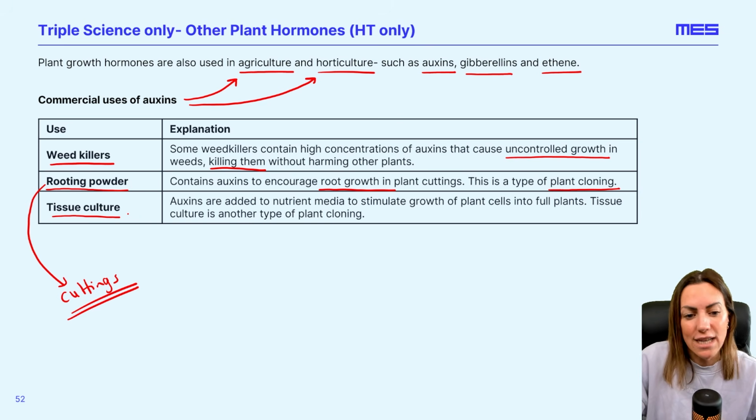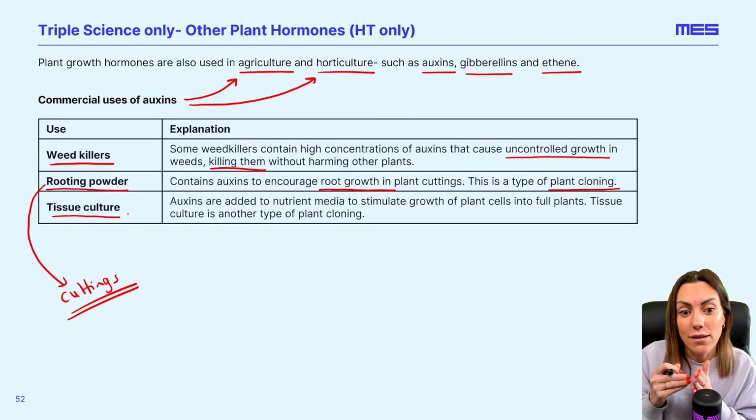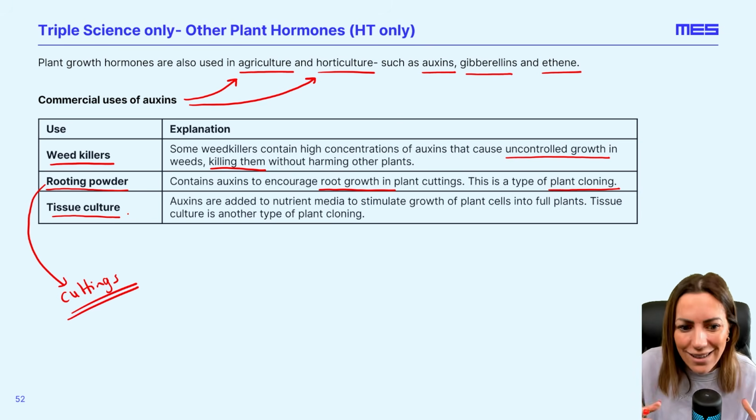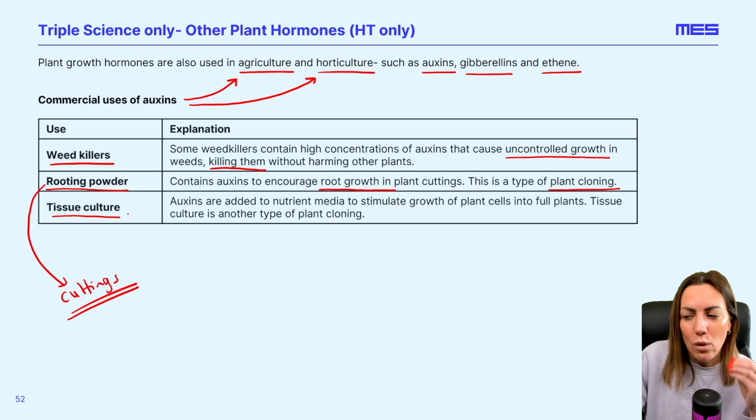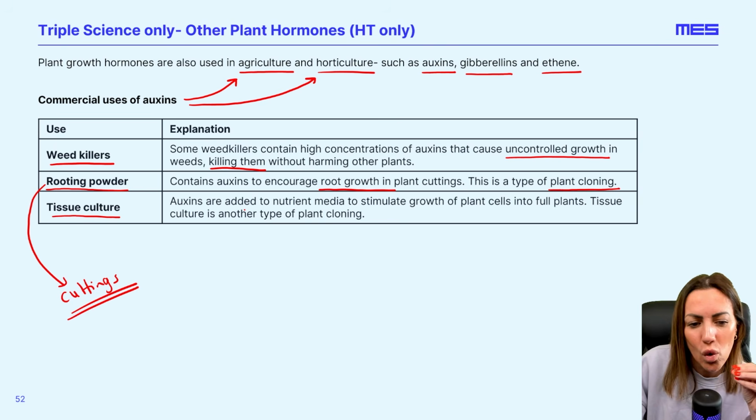Now, tissue culture is where you just take a few cells from a plant, say from a leaf, and you can grow a whole new plant just from a small number of cells. But when we're doing that, we add auxins to their growth medium to stimulate growth of the cells into a full plant.